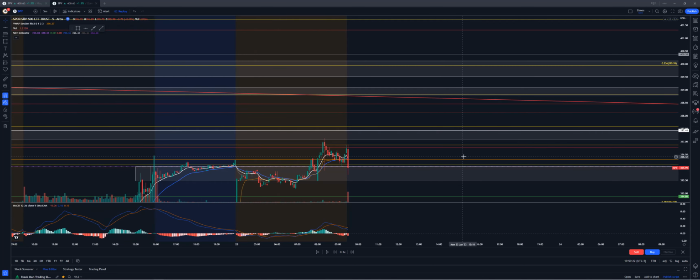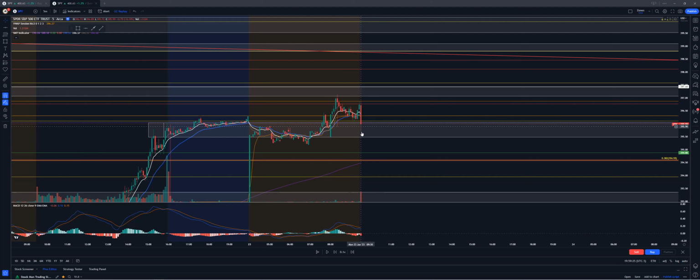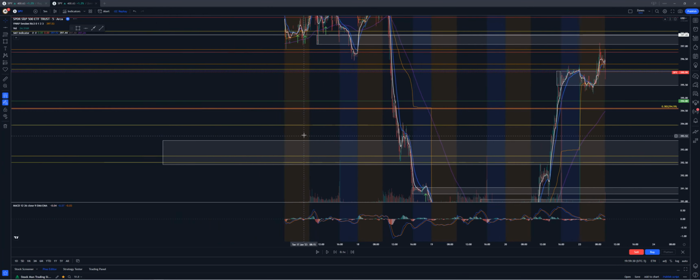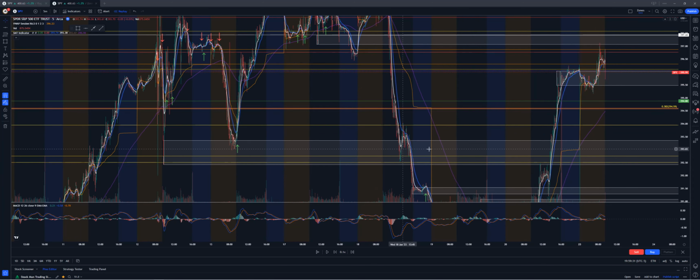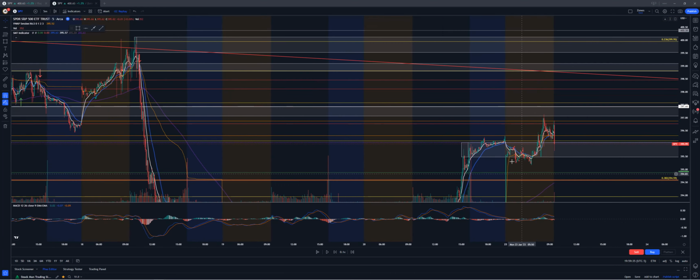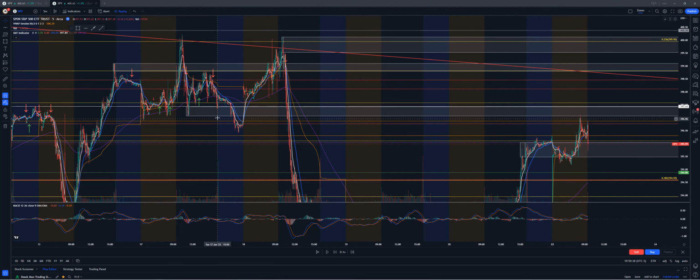So I'll start by going through my zones and levels. This demand zone right here is from yesterday's high of day. The demand zone below that is from a few days back, low of day, which was present yesterday as well, and it held pretty strong. The overhead supply zone is from 3 days back, low of day. The supply zone above that is from 4 days back, high of day, and then this supply zone at the very top is from 3 days back, high of day.